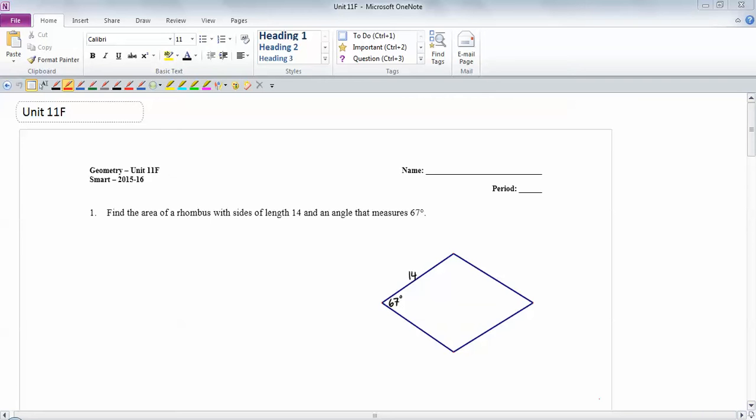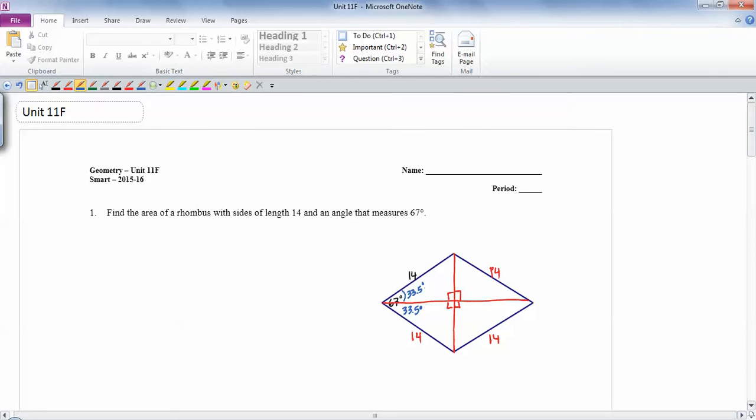So we want to find the area of the rhombus. All the sides are 14, and we have an angle that measures 67. Remember, one of the super important features of a rhombus is if I chop it with the diagonals, I get 4 congruent right triangles. The 67, since I cut an isosceles triangle in half there, gets cut in half. So each one of these is 33.5 degrees.